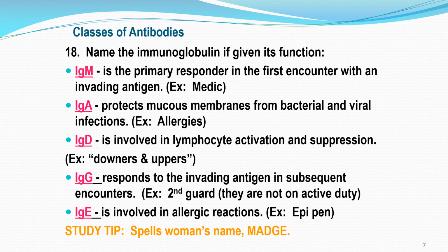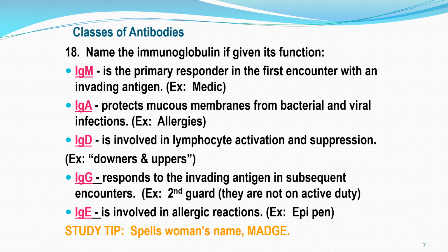Then we got IgA, okay? IgA protects your mucous membranes from bacterial and viral infections. So kind of remember, mucous membranes, allergies, and things like that. That's a good study tip to help you lock down what IgA does.